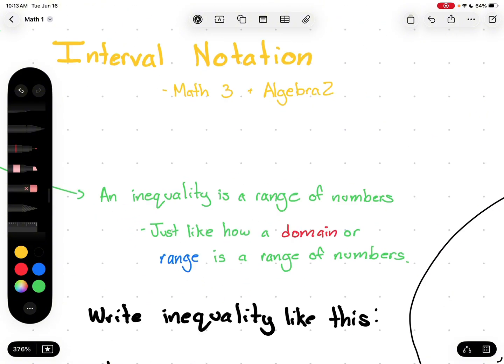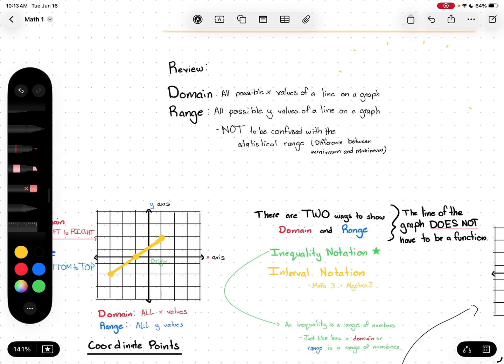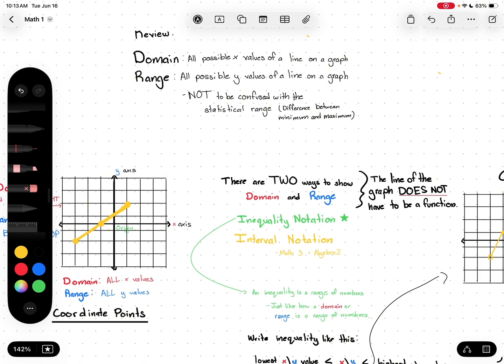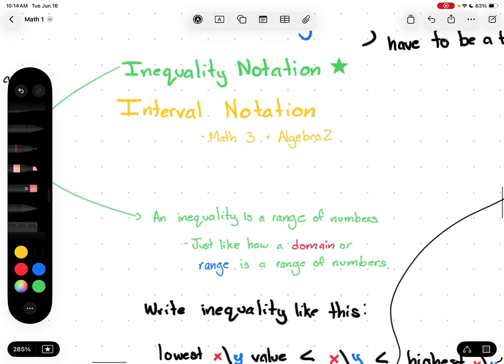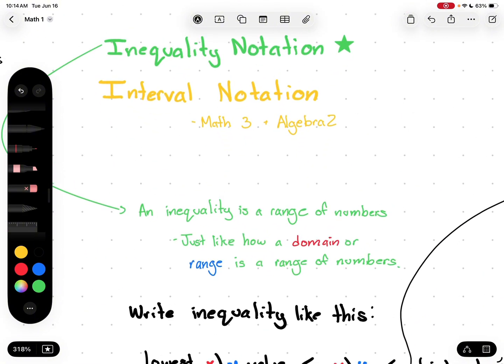An inequality is a range of numbers, just like how a domain or range is a range of numbers. All possible x values of a line means that x can be any number between this number and that number. Same with range. That's why domain and range is a range of numbers, just like an inequality, and that's why this works. So just keep that in mind.